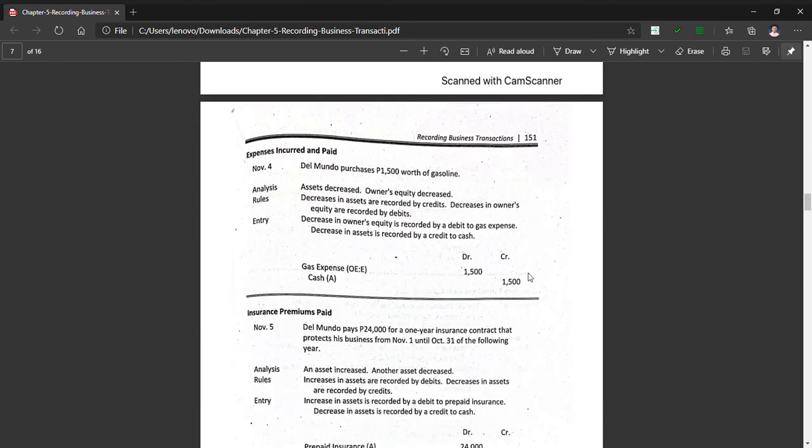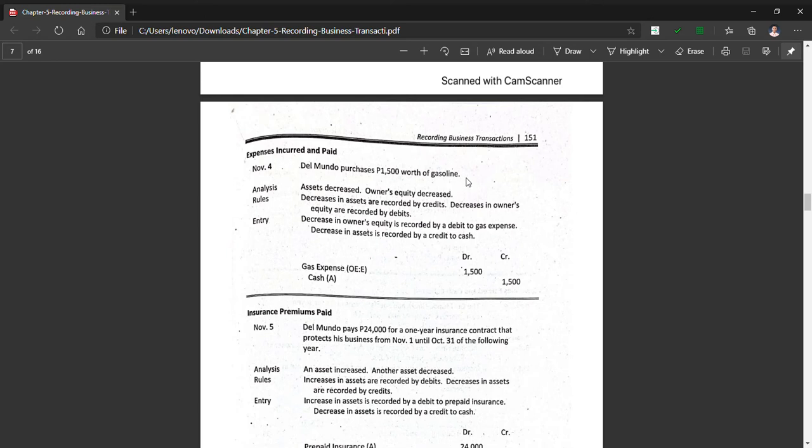Next, expenses incurred and paid. On November 4, Del Mundo purchases 1,500 pesos worth of gasoline. Okay, so, ano ba yung gasoline? Hindi pwede maging asset. Asset ito kasi gagamitin lang din natin ito sa vehicles natin, right? Hindi naman natin pwedeng sabihin na asset to. Hindi naman natin physically magagamit. Yung manggagamit lang is the vehicle. Right? So, we consider this as an expense.